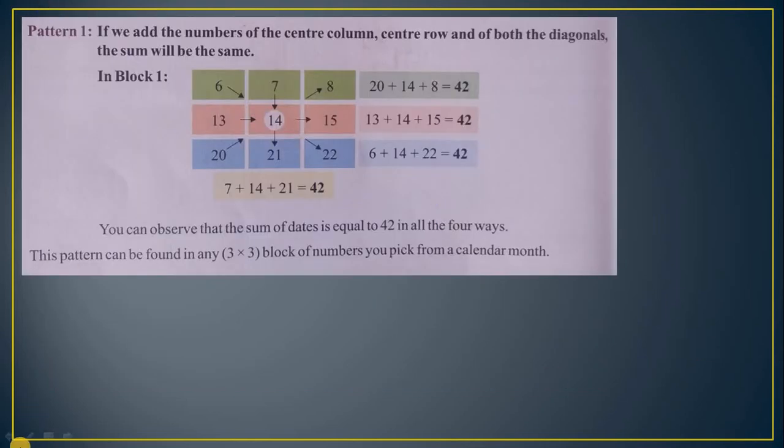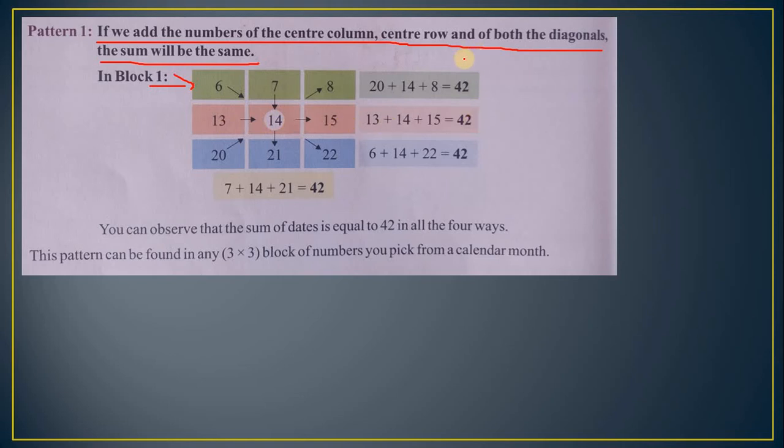Pattern 1 is, you see carefully in the picture, if we add the numbers of the central column, central row or both the diagonals, the sum will be the same. And what they are telling again, central column. So central column is which one? This one, 7, 14 and 21. So their sum is 42. As well as central row means 13, 14 and 15. So their addition is 42.